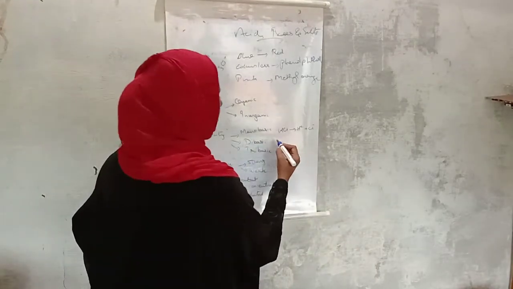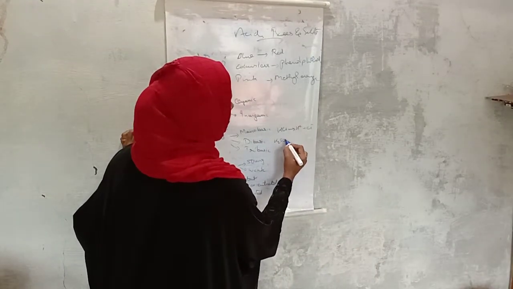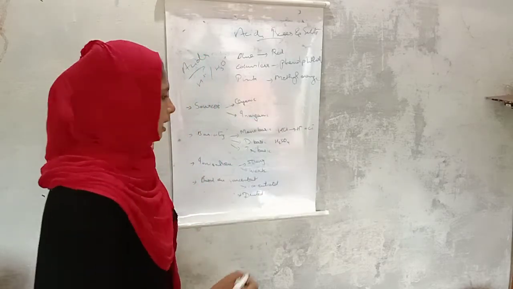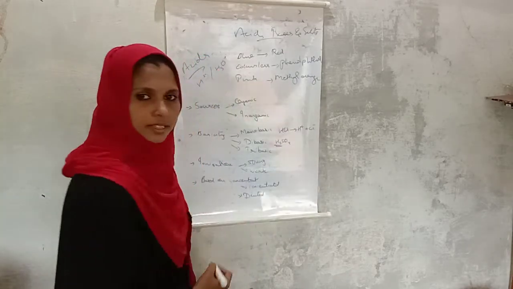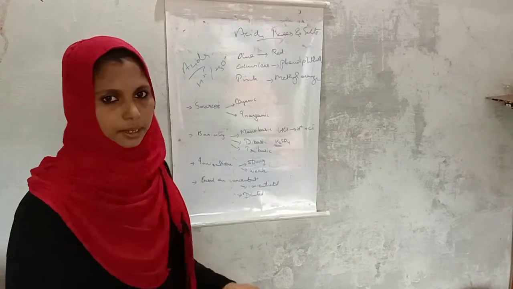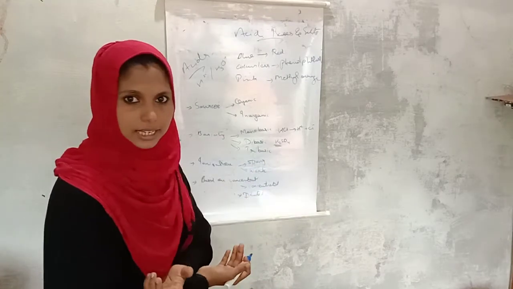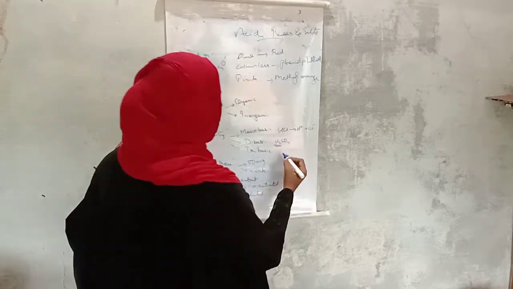Okay, now dibasic acid. H2SO4, sulfuric acid. It can provide 2 hydrogen ions, H plus ions. That means it is a dibasic acid. Now the next one, phosphoric acid, H3PO4. That is what? Phosphoric acid.